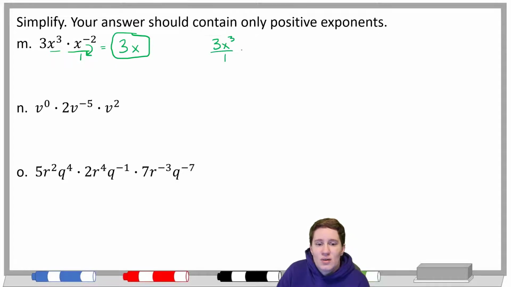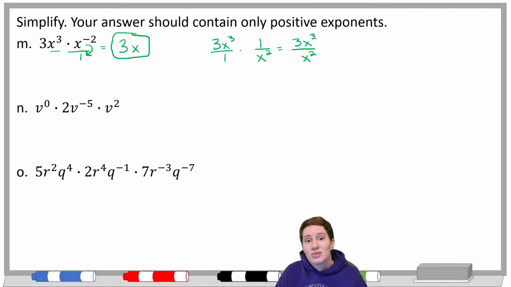And so we'd end up with a situation like this, 3x cubed over 1 times 1 over x squared. And we could write that together as one fraction. And then we could say, well, now I can subtract the exponents, right? 3 minus 2 is 1. So we end up with 3x to the 1st, or just 3x. So that's 2 different ways of thinking of the same kind of problem. And so on each of these, we have those 2 different methods. My preferred method is probably to go ahead and add the exponents, and then if I end up with negative exponents, then I'll move them.